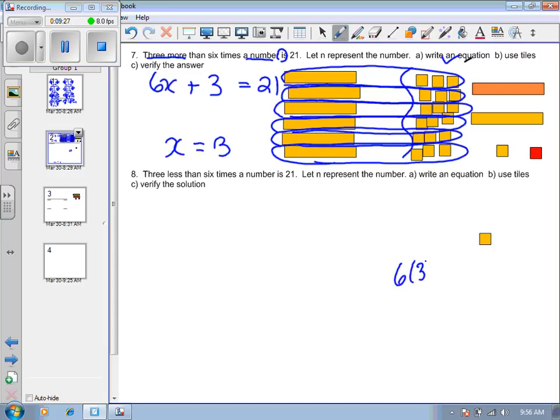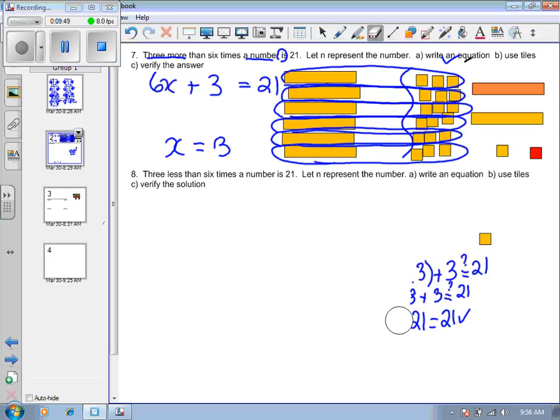6 times 3 plus 3, is that equal to 21? What's 6 times 3? 18 plus 3. Is that equal to 21? What's 18 plus 3? 21 equals 21. Everything was done correctly. Okay?